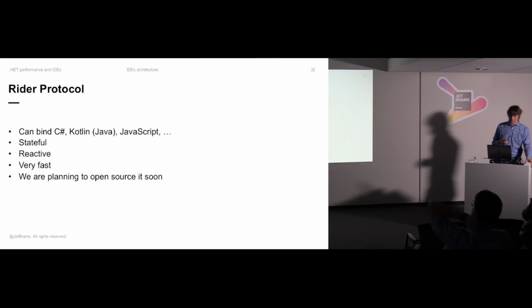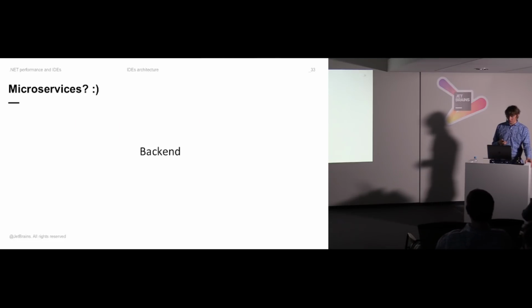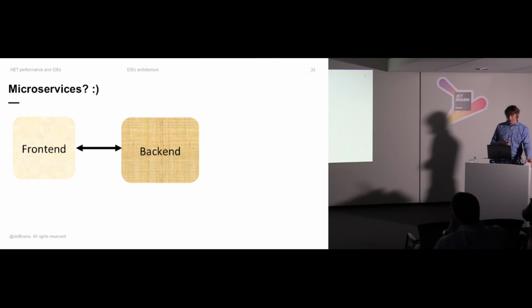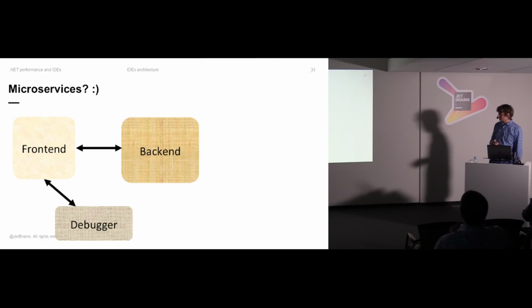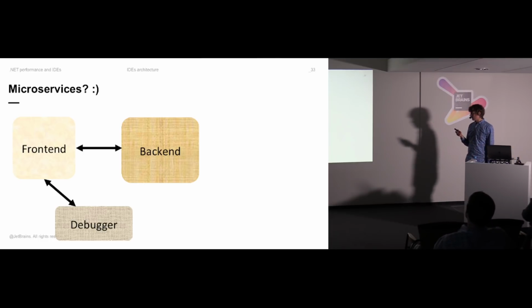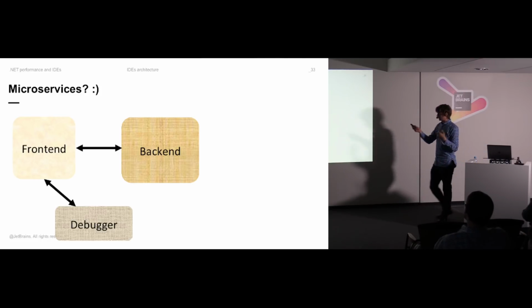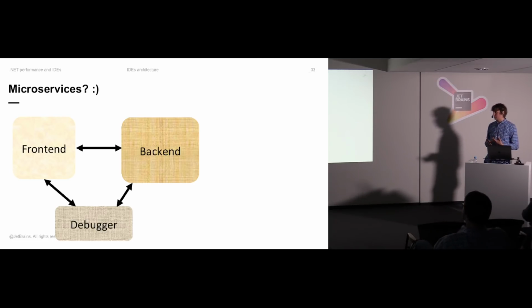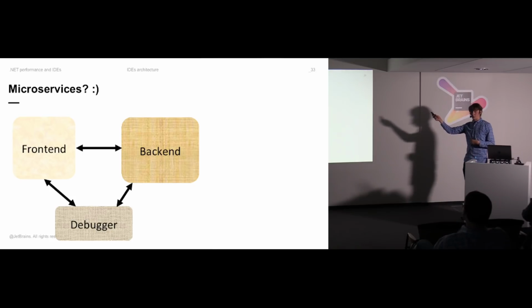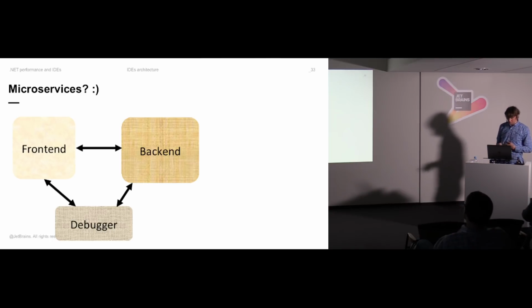And we are planning to open source this protocol soon. With this protocol, we're not binding just front end and back end. We are binding everything together. When we are debugging, we have a separate process called debugger worker, which is of course bound with front end to show what it has evaluated. And it is bound with backend because it needs some of the language services from backend, from ReSharper. For example, to make overload resolution.